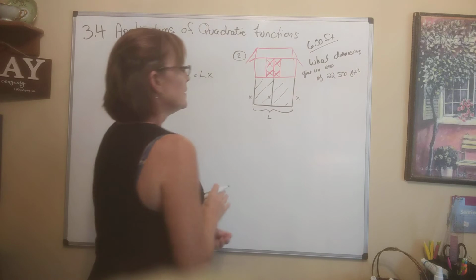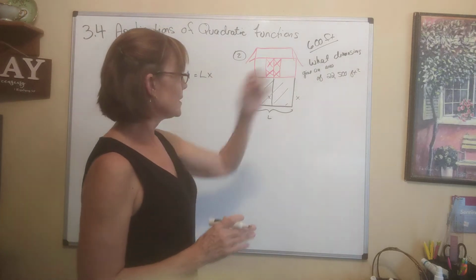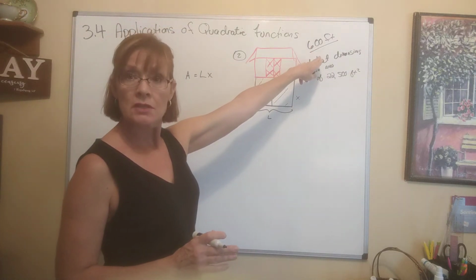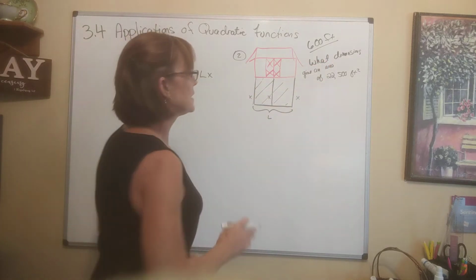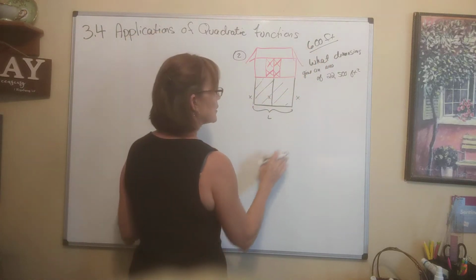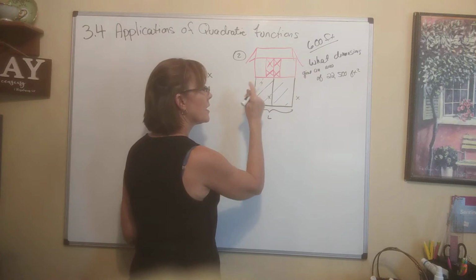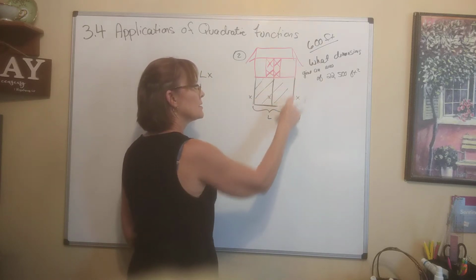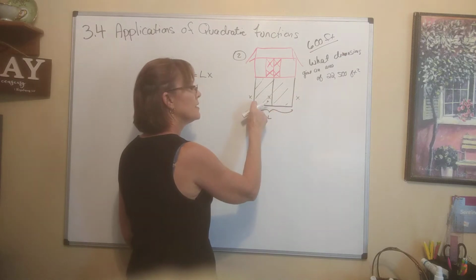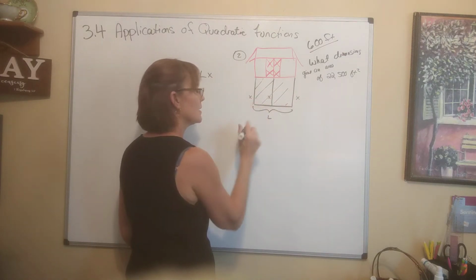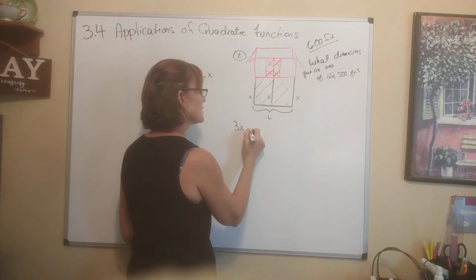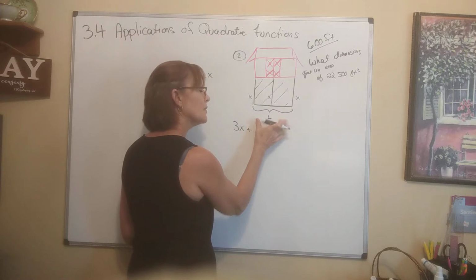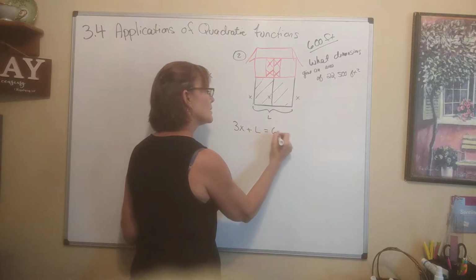Now we've got to know how much fencing we have, and we're going to use 600 feet of fencing that is available. So let's see, if we're going to use all our fencing, what that would be. This is a piece of fencing, this is a piece of fencing, and this is a piece of fencing, and all 3 of those pieces are X units in length. So 3 times X plus 1 piece of fencing, which is L, together will make the 600.